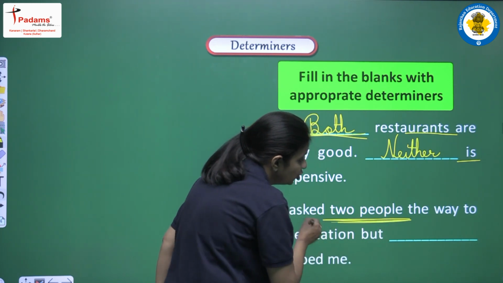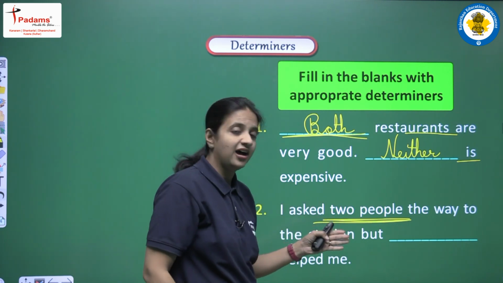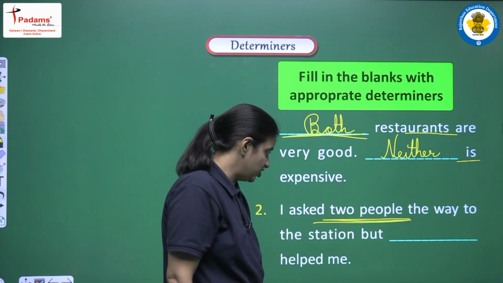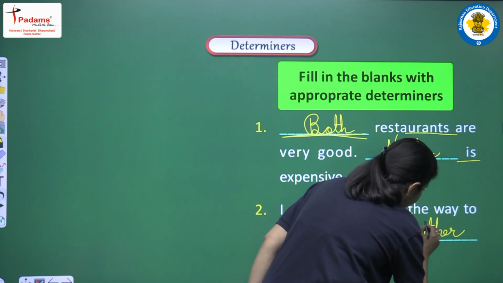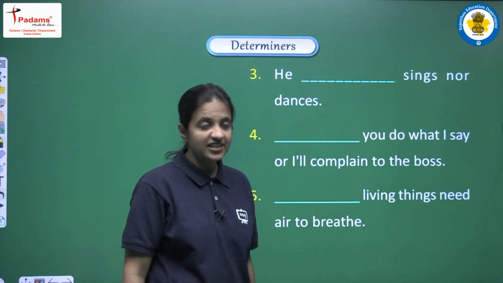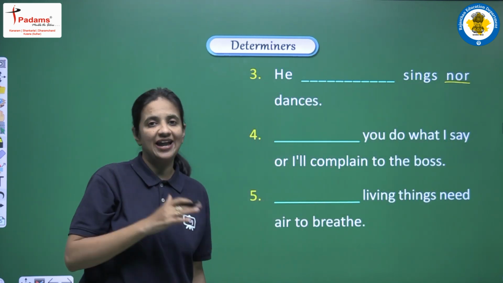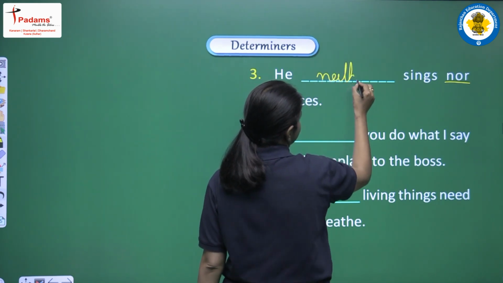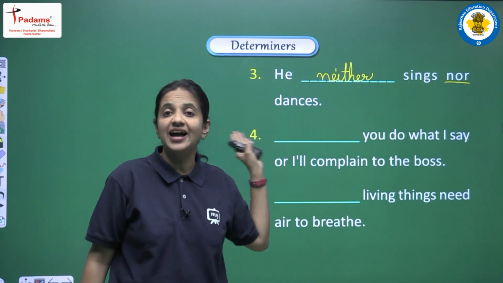Next is, I asked two people the way to the station, but blank helped me. So again we are having two people. Okay. So in this sentence I am saying that I asked two people, right? Why? Because I want to ask the way to the station, but neither helped me. Clear? Next is, he blank sings nor dances. So in this sentence we are having nor, we are having two options, to sing and to dance. So yes, in this blank we have to write neither. And the sentence will be, he neither sings nor dances.